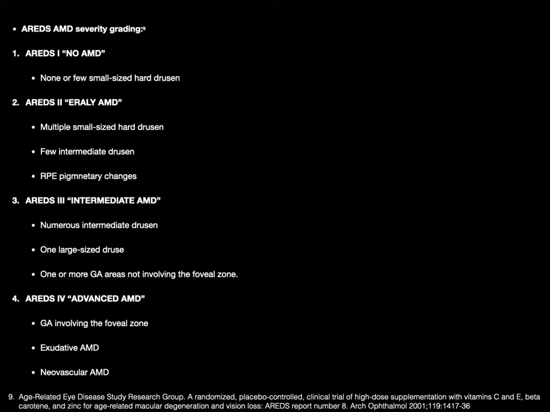AREDS 2 or early AMD, characterized by multiple small-sized hard drusen or few intermediate-sized drusen or RPE pigmentary changes. AREDS 3 or intermediate AMD, characterized by presence of numerous intermediate-sized drusen or one larger-sized drusen or presence of incipient geographic atrophy. AREDS 4 or advanced AMD is characterized by presence of geographic atrophy or exudative AMD or neovascular AMD.